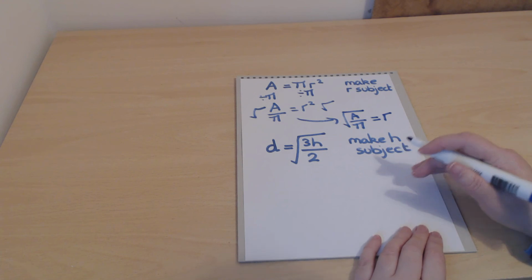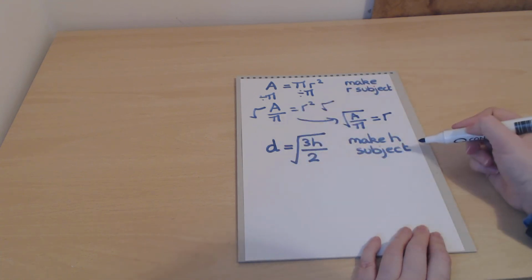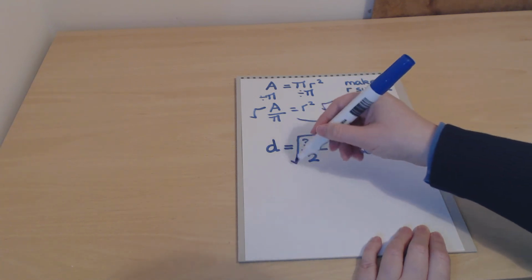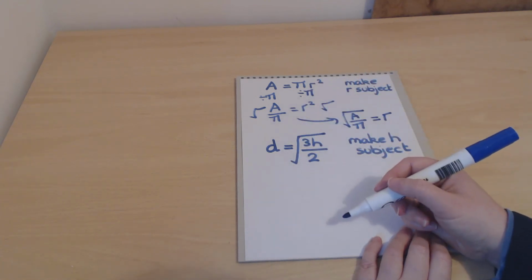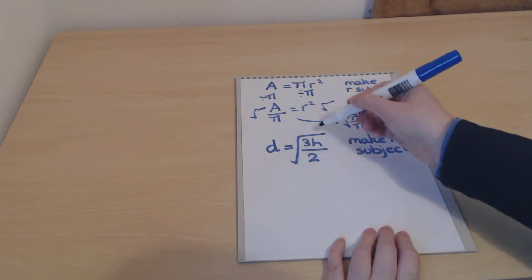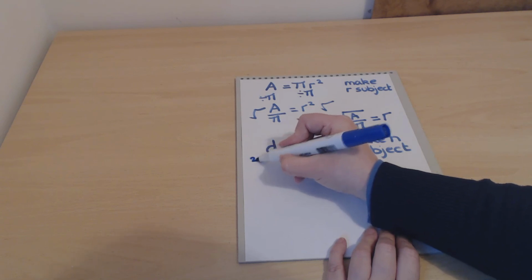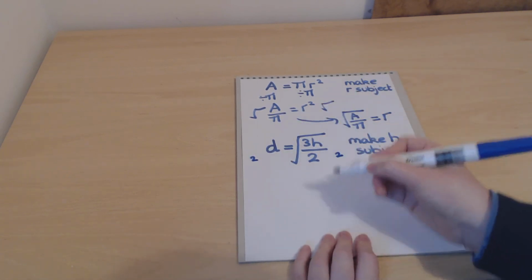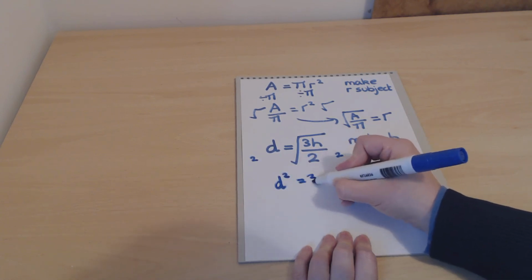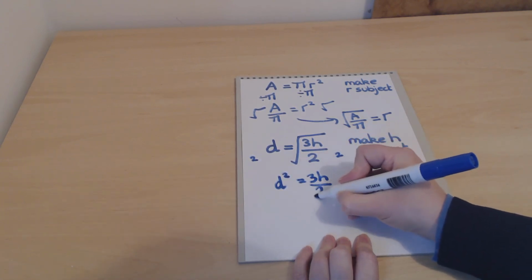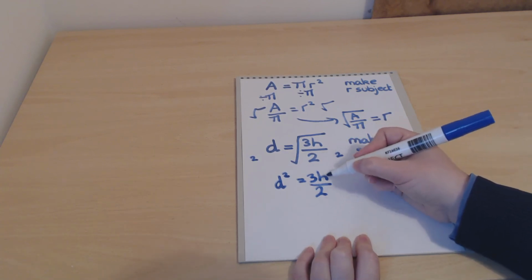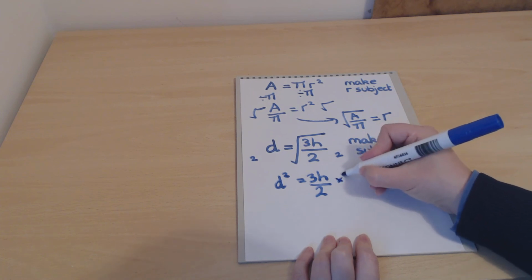Here's an example where we're going to kind of need to reverse that process. So they're asking us to make the h the subject. So the big thing that we have here, first of all, is that that's being square rooted along with everything else. So to remove the square root, we're going to square both sides. So that will give us d squared equals 3h over 2. So now we're going to start to get rid of these numbers. So we'll deal with the 2 first of all. It's dividing, so we multiply.